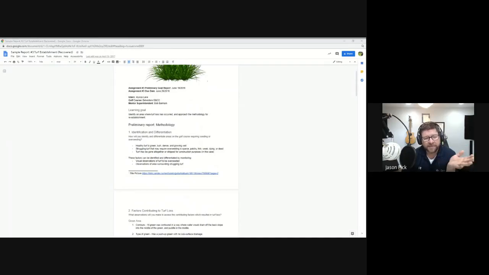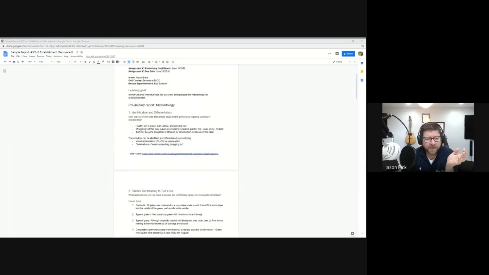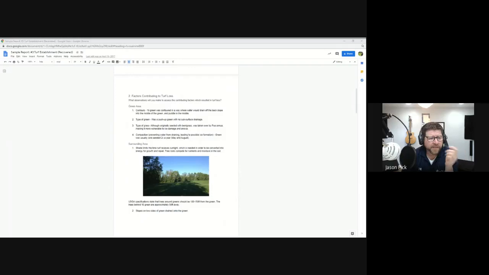Identify and differentiate. How did you figure out this was a place needing overseeding? Visual observation, struggling turf. There's the title. She showed some pictures coming on here. Factors contributing to turf loss.